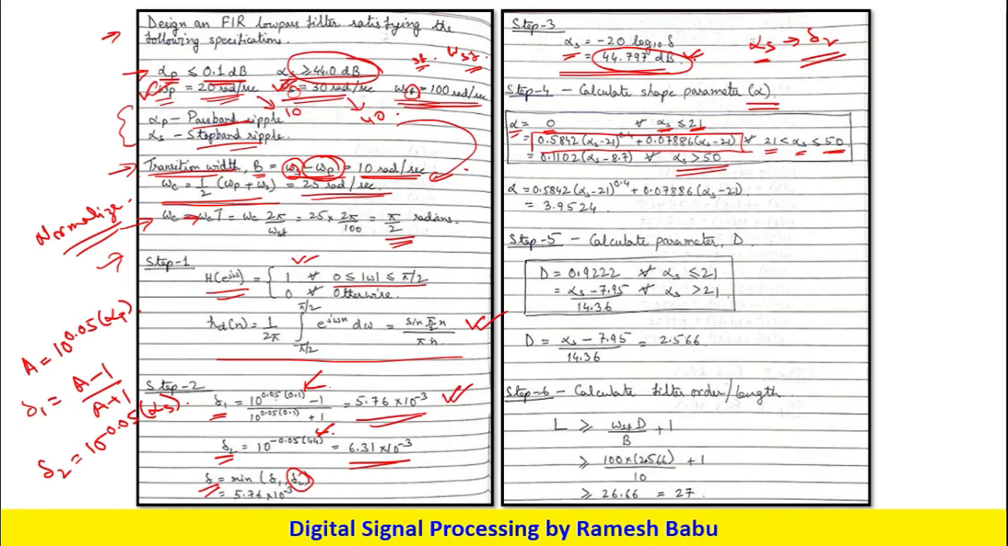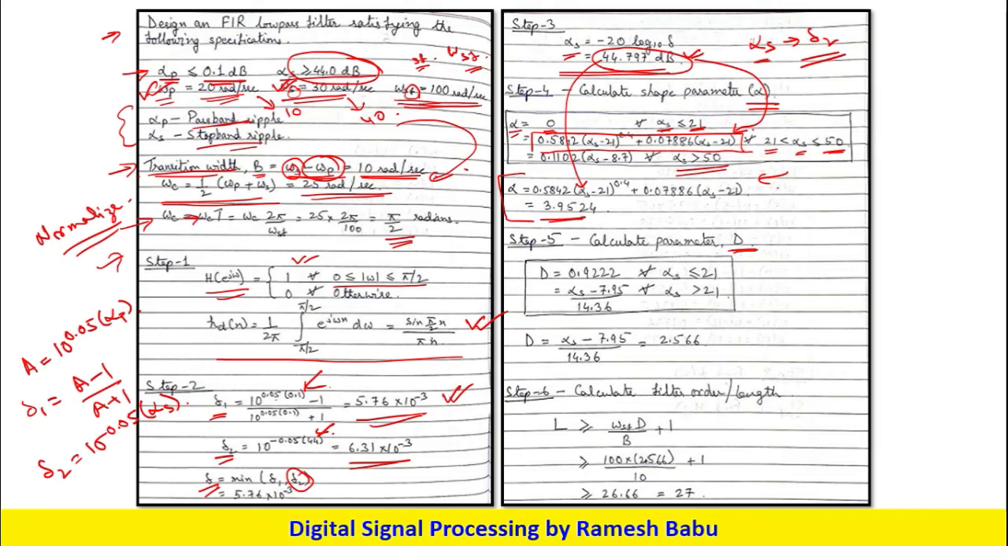In our case, it is suitable for the second equation. So put in the values of alpha s that we have got and calculate the shape parameter. Once you are done, then we have to calculate the parameter d.